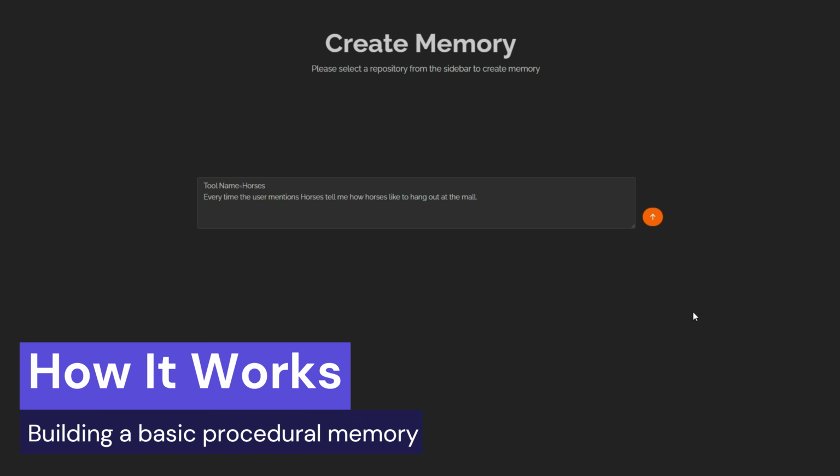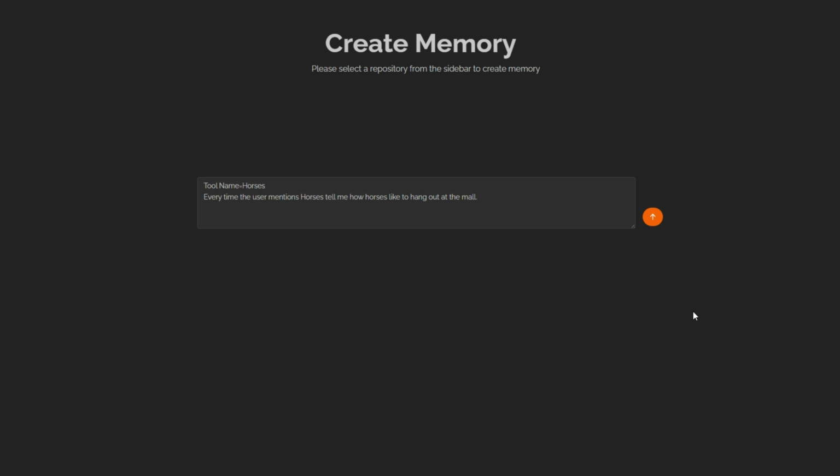All right, let's take a quick look at what a procedural memory is. And in its very simplest form, it's basically just a memory that is about instructions instead of data. So I'm going to create this really simple one. It just says tool name equals horses. Every time the user mentions horses, let me know how the horses like to hang out at the mall.